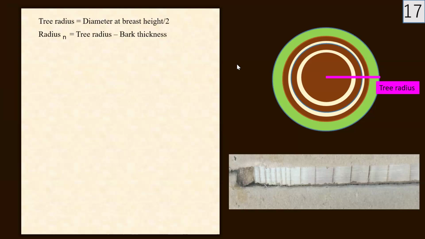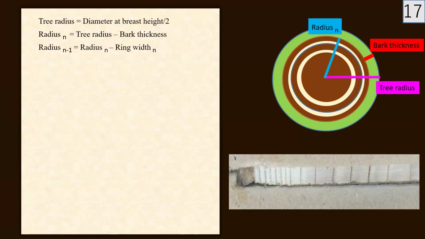And then, the tree radius minus the bark thickness. I don't know why the screen is not moving. It is moving for me. Okay, sorry. So this is the tree radius, and this is the tree bark, the one in red. That's your bark thickness. So first we had the tree radius, and then the tree radius minus the bark thickness is considered as the radius for the nth year.